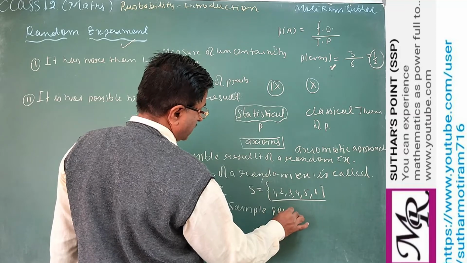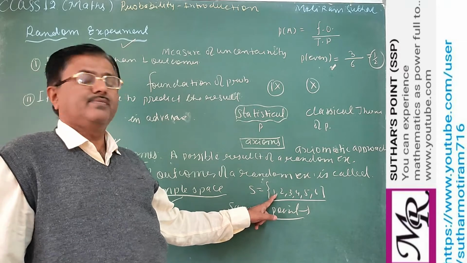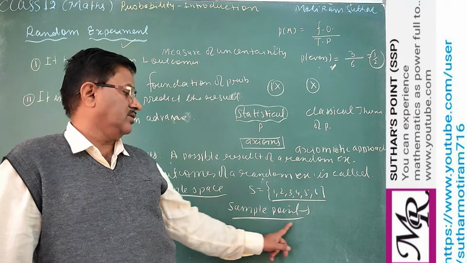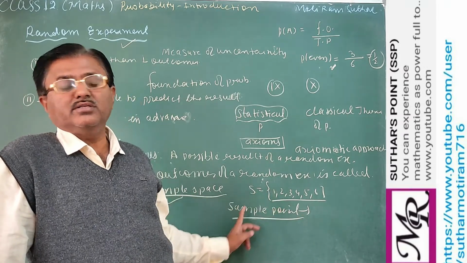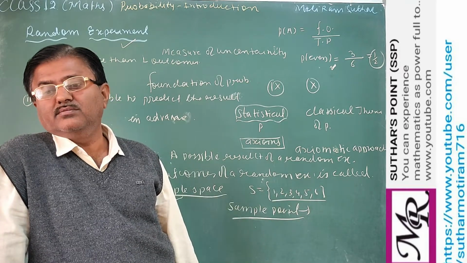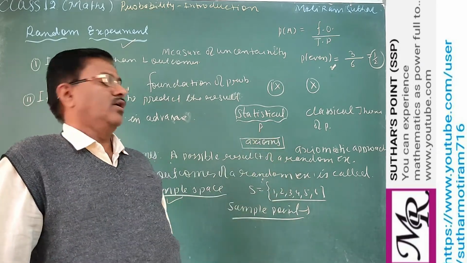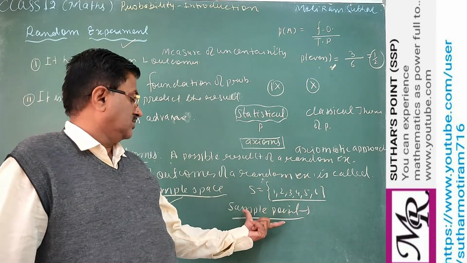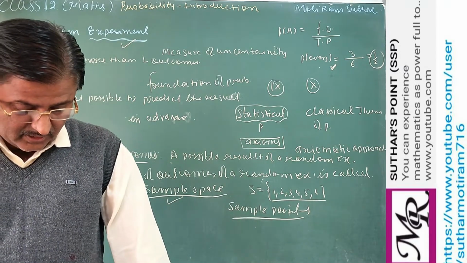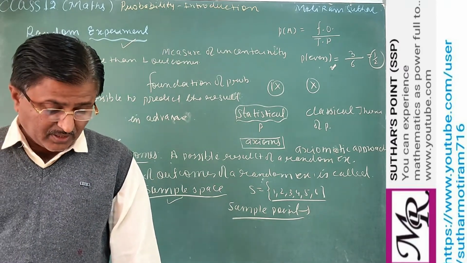Sample point. So what is the meaning of the sample point? Each outcome of the sample space, or each point of the sample space, is called a sample point. Like 1 is a sample point, 2, 3, 4. So each outcome, each member or each element of the sample space is known as a sample point. In other words, each outcome of the random experiment is also called a sample point.